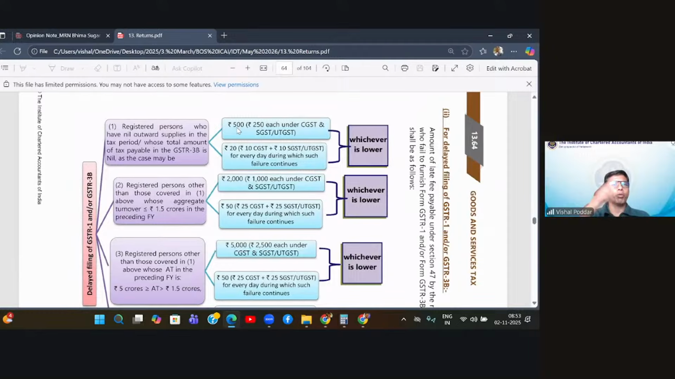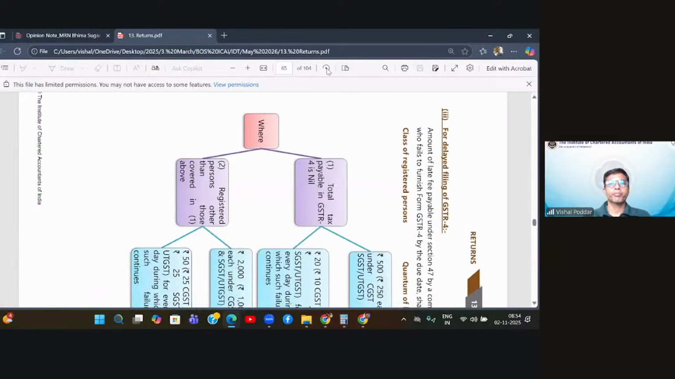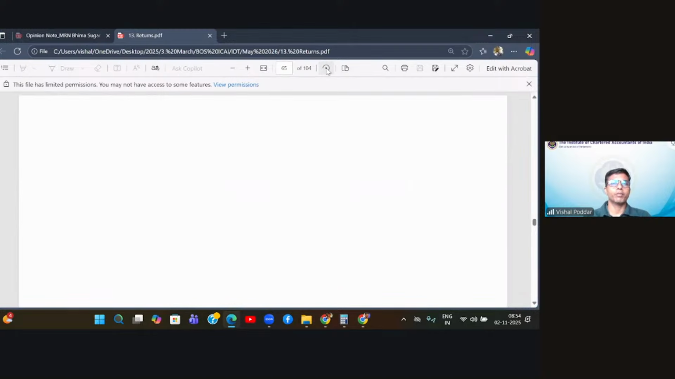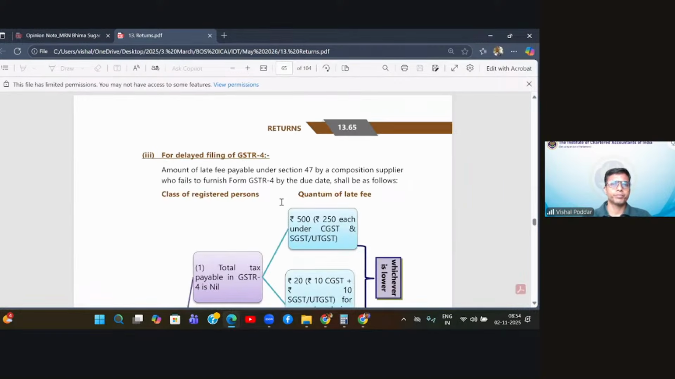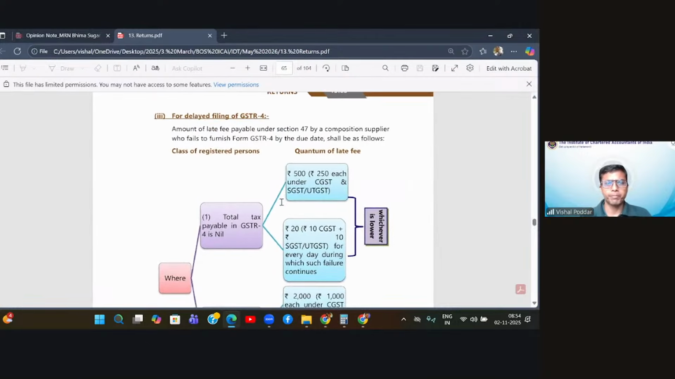Otherwise, if you go by the original, it is 10,000 per month as the capping, which would have run into lakhs. Now, making it 500 per month means per year it is only 6,000. So even if the person has delayed for 7, 8 years, it is not more than 50,000. So this is how it is benefiting people who have missed out on filing their returns. Yes. Now for late filing of composition dealer returns. Please read.